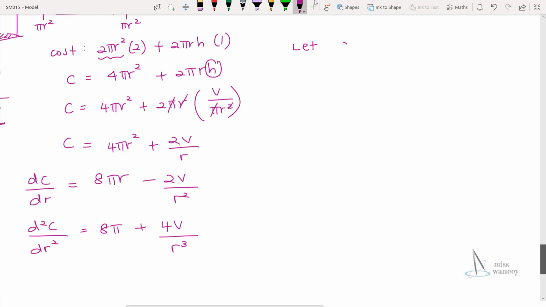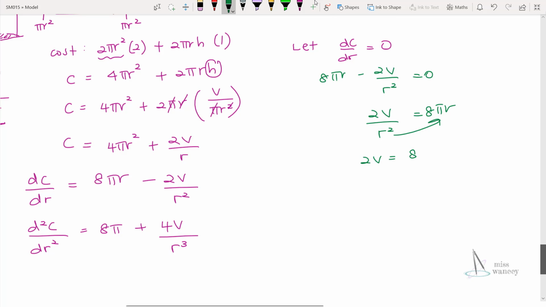So I'm going to let dC/dr equal to 0. So 8πr minus 2V over r² equal to 0. So 2V over r² is equal to 8πr. So bring the r up. So 2V is equal to 8πr³. So r³ is equal to 2V over 8π. So r³ is equal to V over 4π. So r will be equal to the cube root of V over 4π.